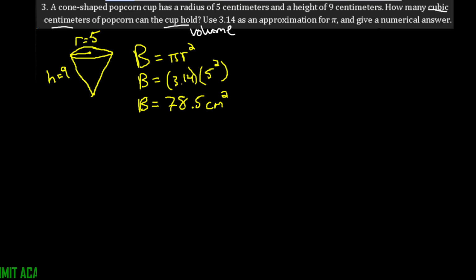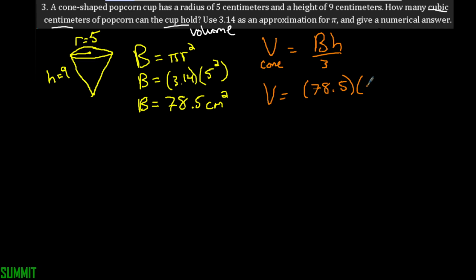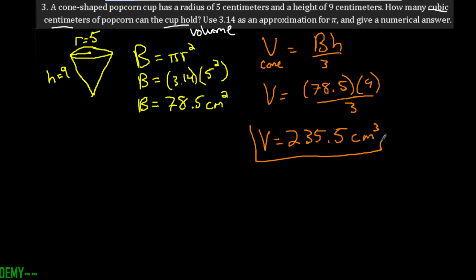So that's going to be the area of the base, but we're looking for the volume of this cone. So let's find the volume. The volume of the cone is equal to big B times h over 3. So the volume is equal to 78.5 times 9 divided by 3. Again, you can type this entire thing into Desmos, that way you get an answer, but our volume is going to be equal to 235.5 centimeters cubed because we're looking at volume.